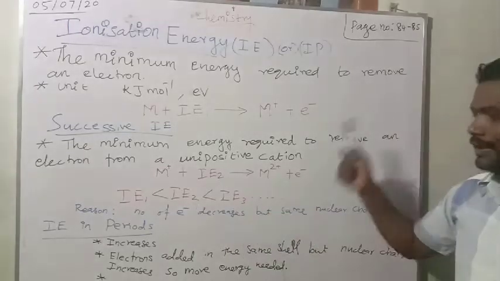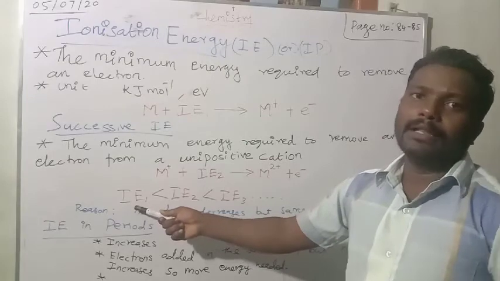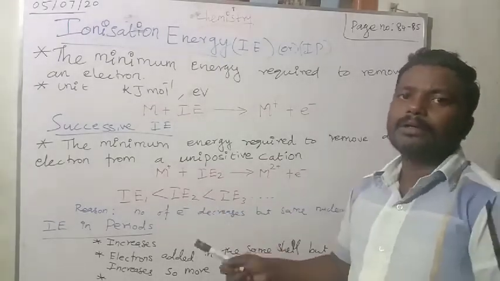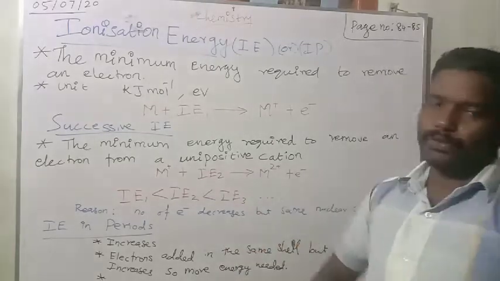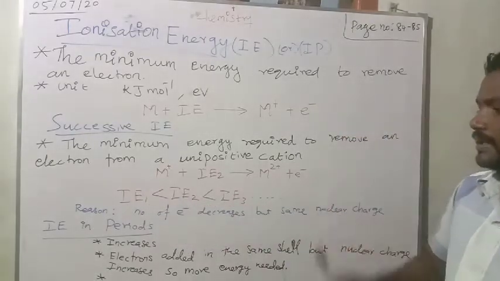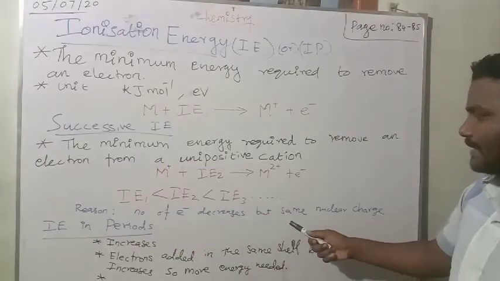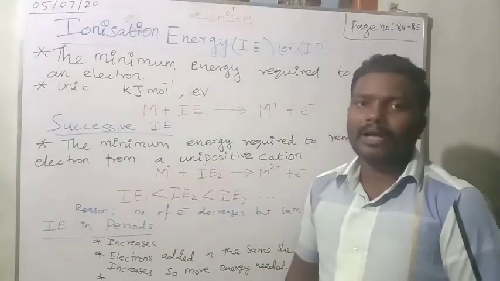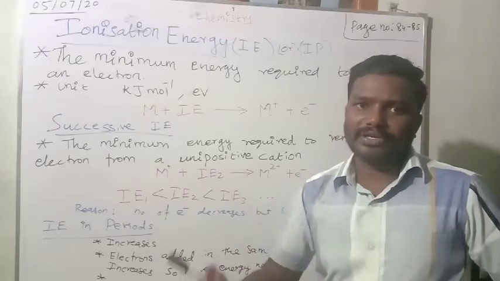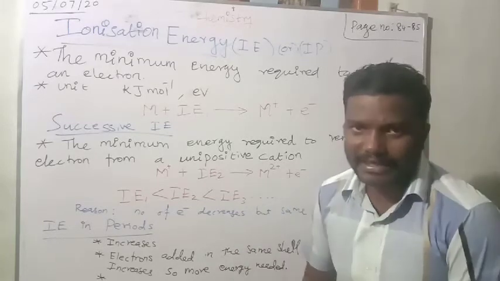So if you compare all the successive ionization energies, the first ionization energy will be less than the second one. The third will be more than the second, right? So the successive ionization energy will increase like this. I have also written the reason. See, the number of electrons decreases. How does it decrease? We are removing them one by one. Each ionization energy removes one electron, so the number of electrons reduces step by step, right?